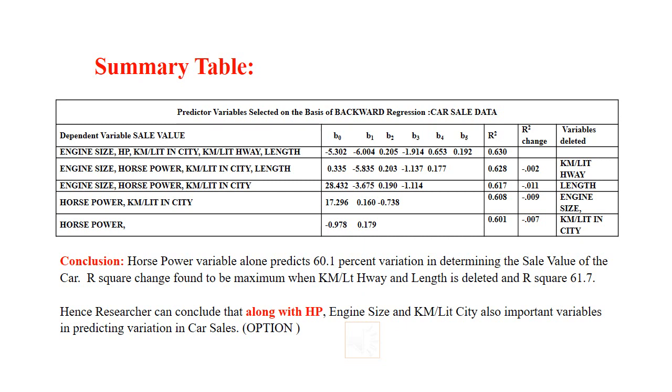The next step is that it has deleted kilometer per liter in the highway, and for the remaining 4 variables it will again calculate the regression coefficients B0, B1, B2, B3, B4, and then give the R square. Further, it will again calculate the FL, and if FL is less than FS, the length of the car is deleted, and for the remaining variables it calculates the regression coefficients B0, B1, B2, B3. It goes on like that until the last variable.